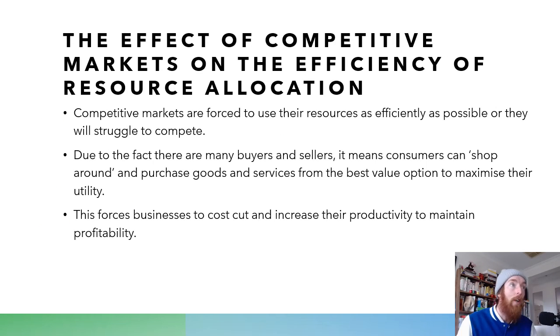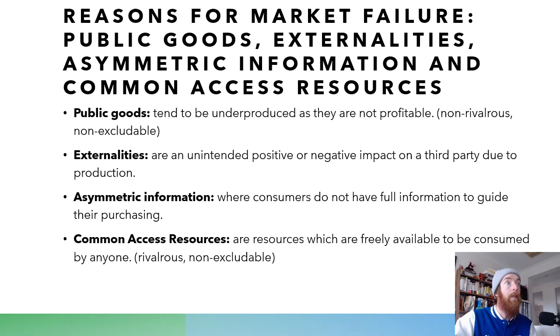Then we have the effect of competitive markets on efficiency and resource allocations. Because competitive markets had those 4 preconditions from before: homogeneous goods, ease of entry and exit, many buyers and sellers. They're forced to use their resources as efficiently as possible or they will struggle to compete. So due to the fact there are many buyers and sellers, it means consumers can shop around and purchase from the best value option to maximize their utility. This forces businesses to cost cut and increase their productivity to remain profitable, and therefore it makes us as efficient as possible.